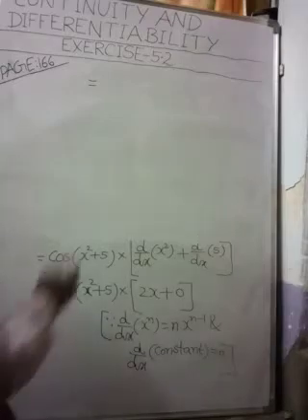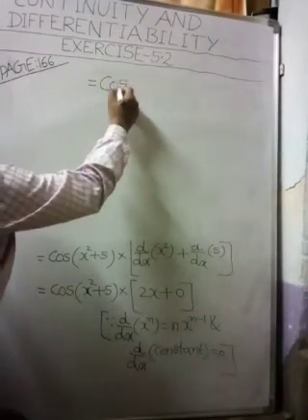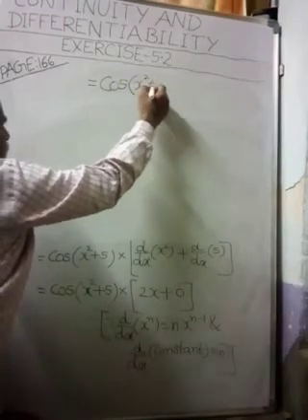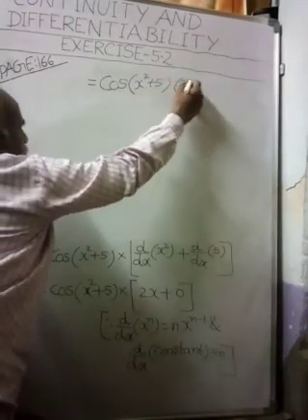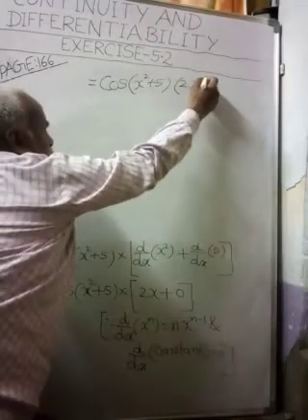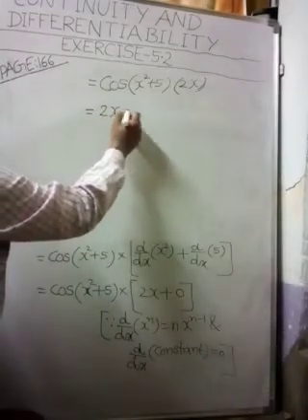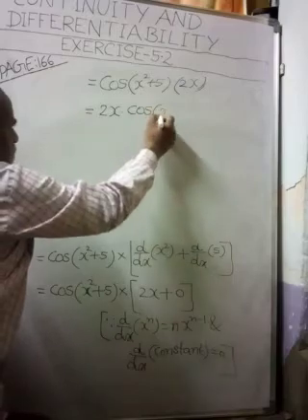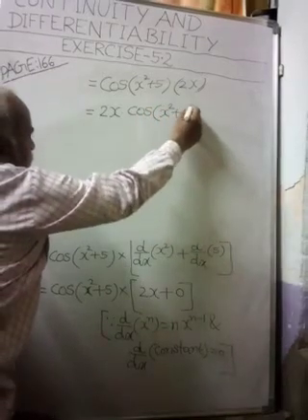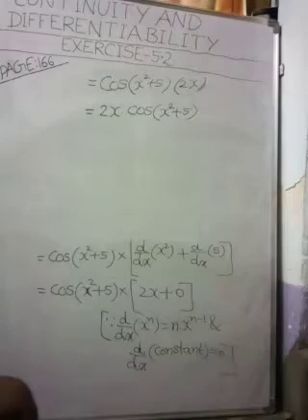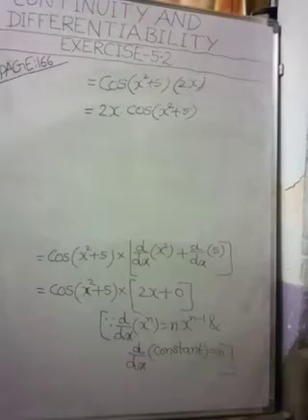Now here we get cos of x square plus 5 into, in this brackets, what do you get here? 2x plus 0. What do you get here? 2x. So finally we can write 2x into cos of x square plus 5. This is the derivative of the given function. Understood, my dear children? Right.